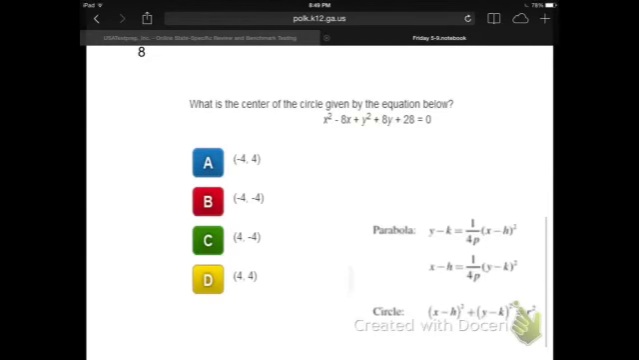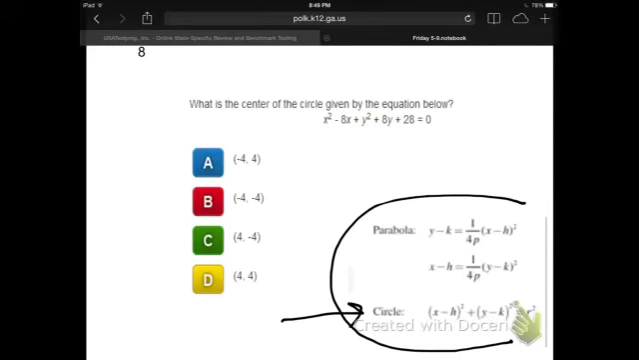Number 8, what is the center of the circle given by the equation below? Again, I looked at the formula sheet and I found circle. Notice the formula sheet has the parentheses for the circle, so it's going to help if I group my x terms. So that's going to give me x, and remember I have to divide my x term by 2, so minus 4 squared. And then I need to group my y terms. So that's going to give me y, and take half of the y term 2, plus 4 squared.